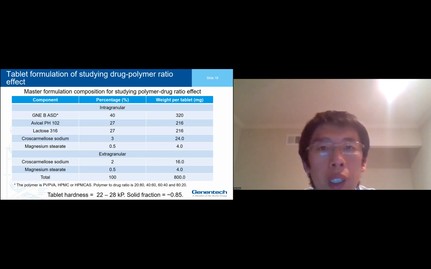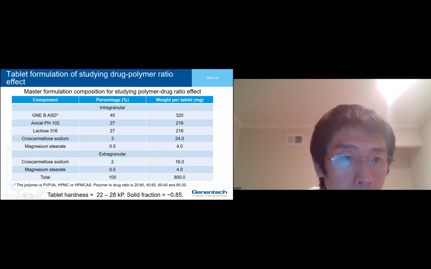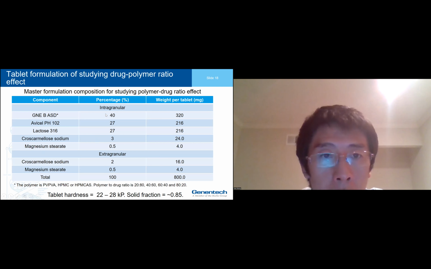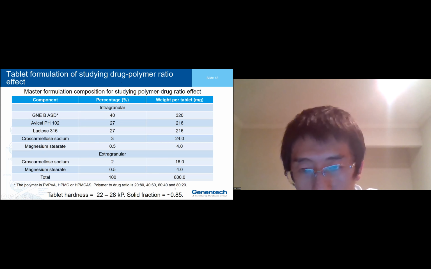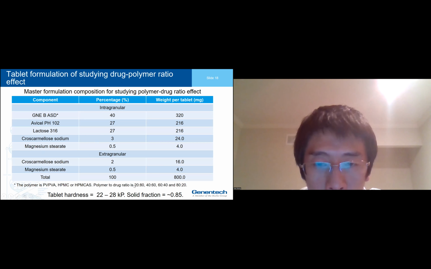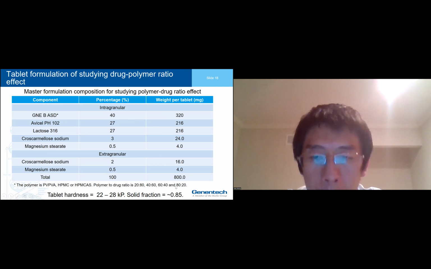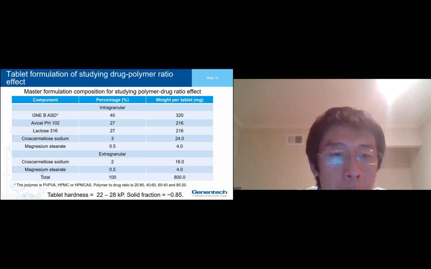After studying the ASD loading effect, we also studied the drug-polymer ratio effect. For this study, again, we use the Genentech ASD. The ASDs are different prototypes, including PVPVA, HPMC, and HPMCAS. The ASD loading in the tablet was fixed at 40%, but the polymer-to-drug ratio in the ASD changed from 20 to 80. So 20 is the drug and 80 is the polymer. Then we increased the polymer ratio to 60, 40, and 20%, 80%. Again, we use the same filler, same disintegrant, and the same lubricant.